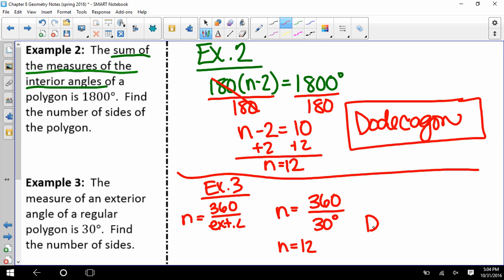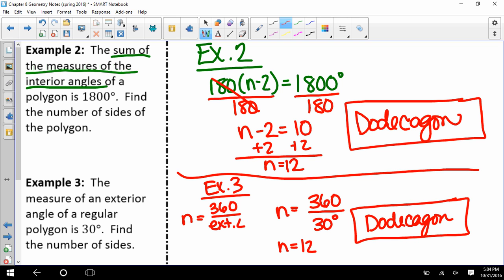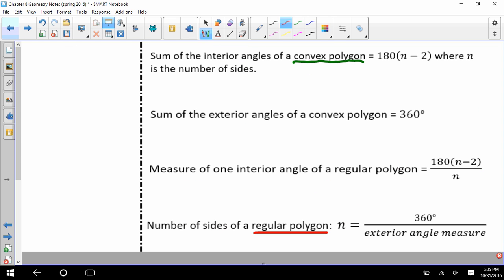So this happens to be a dodecagon also. It's just coincidence. It won't always be that. So you've got to read in here: the exterior angle they gave me, I want the number of sides. That'll tell you what formula you need to use.